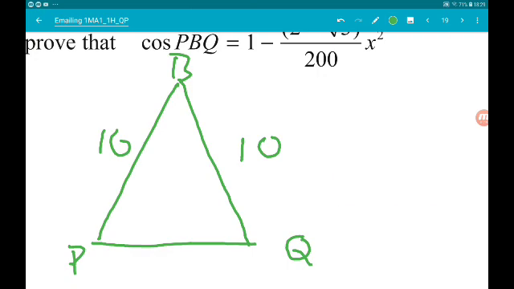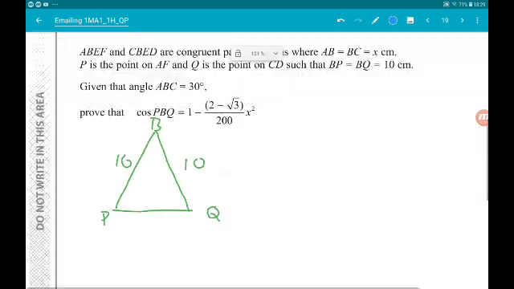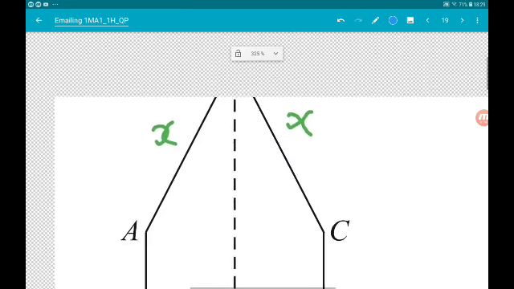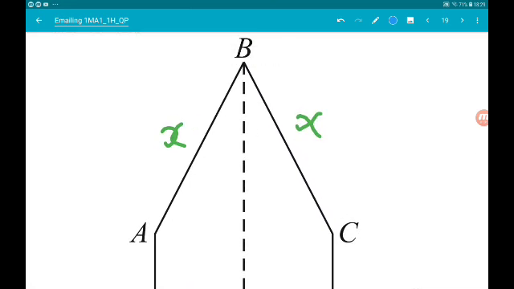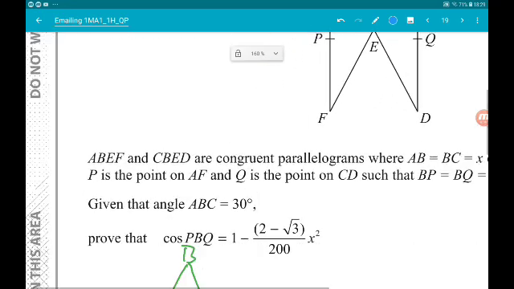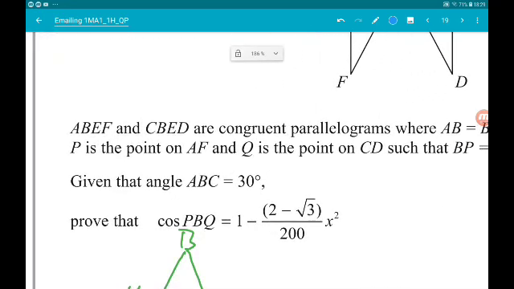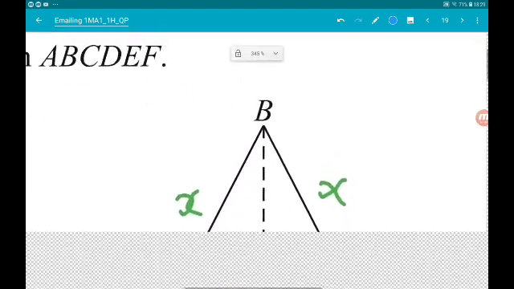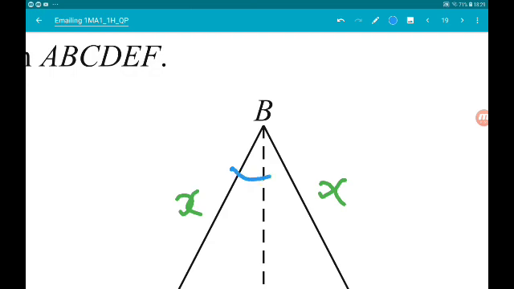So, back to the overall diagram, we can make another triangle. So, triangle ABC. We are told angle ABC is 30 degrees. So that's all of this chap here.